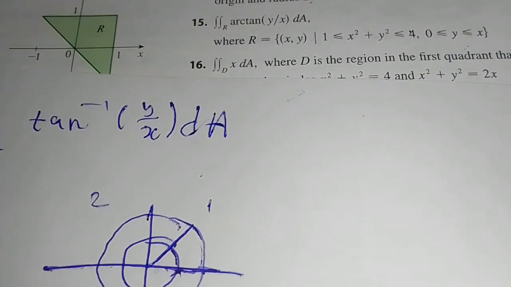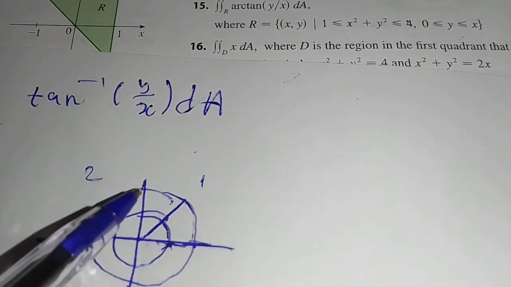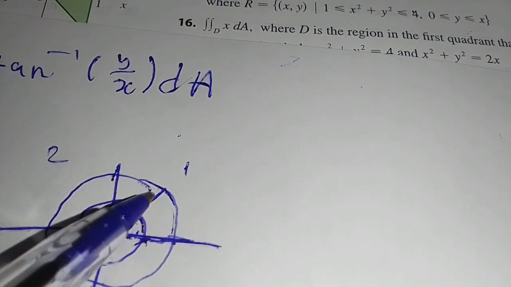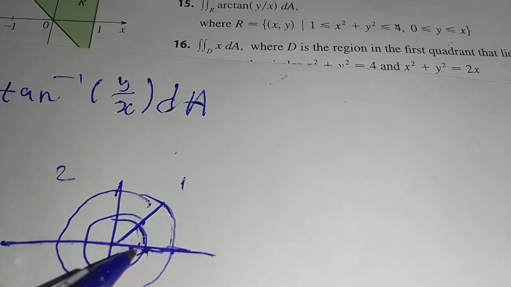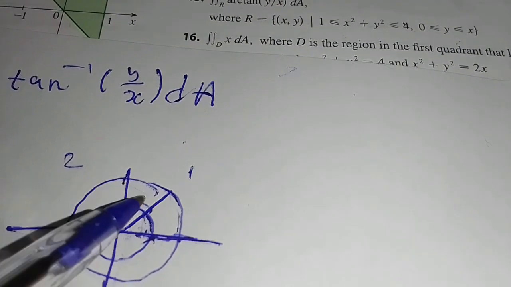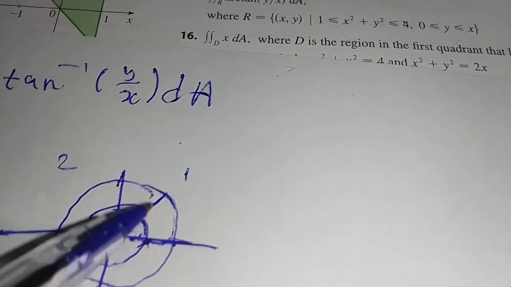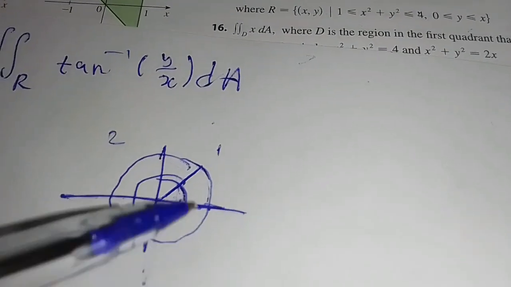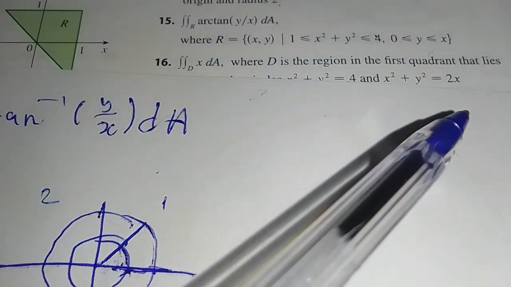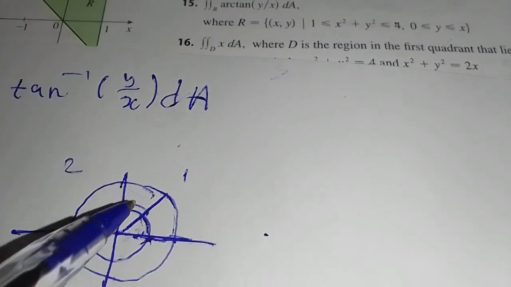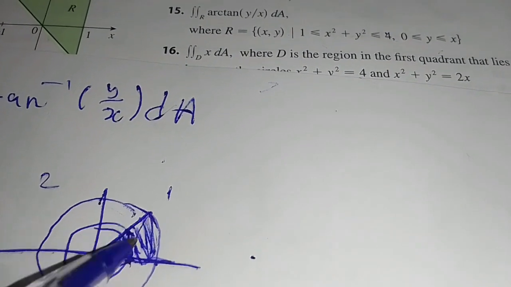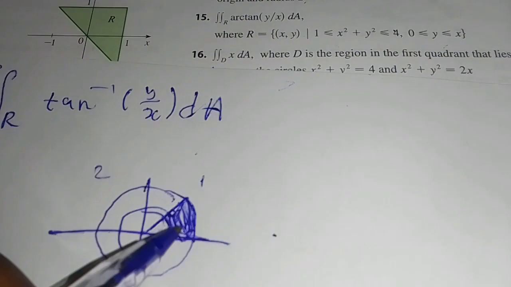Y equals x. Okay, so here we can tell that in this region, that's where x is greater than y. In this region, that's where x is less than y. So they further stated that this is between the 2 circles. So we're looking between the 2 circles and also looking for where x is greater than y. That basically tells us that we're looking over this region here. I'm just going to shade it. We're looking at this region right here.